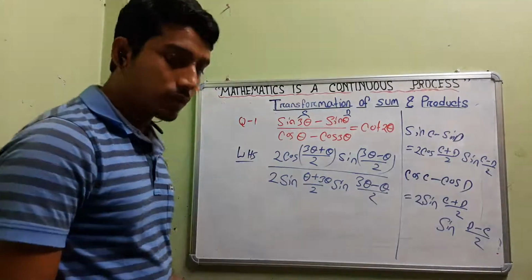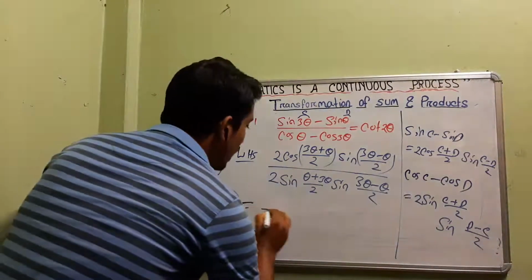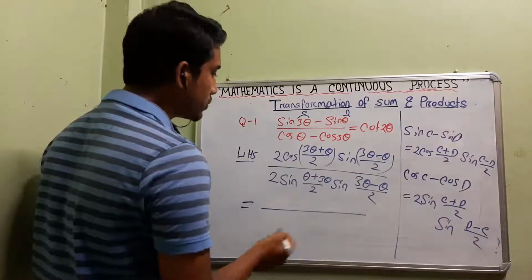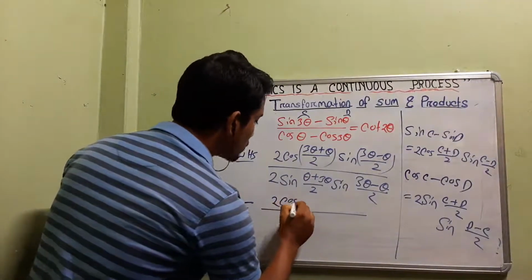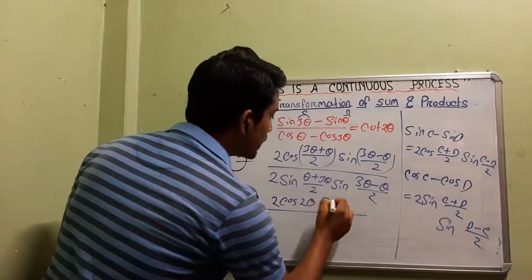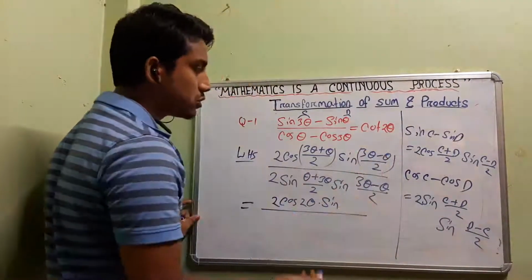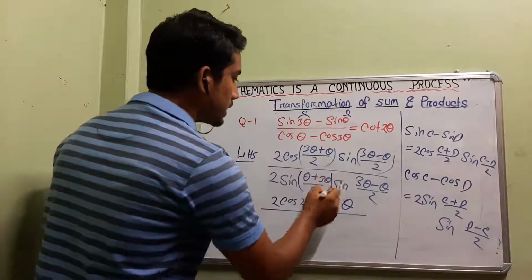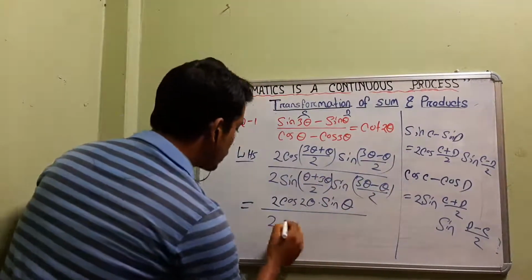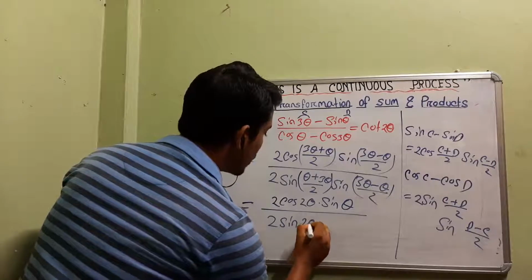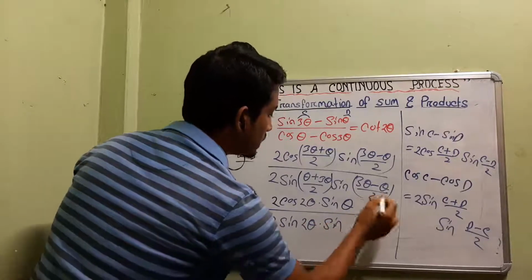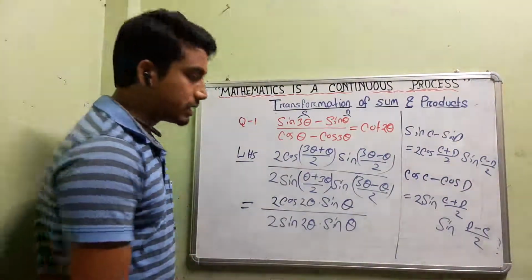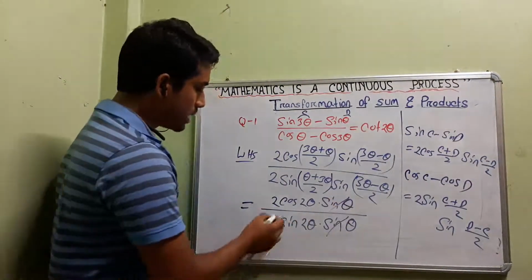So just calculate a little bit. What we are getting after calculation: 3 theta plus theta will be 4 theta, 4 theta divided by 2 is 2 theta, that means 2 cos 2 theta into sine of 3 theta minus theta, that is 2 theta, divided by 2, again theta. Similar calculation is there in the denominator: 2 sine 2 theta into sine of 3 theta minus theta, 2 theta divided by 2, again theta. Now try to see the cancellations. Sine theta is cancelled, 2 cancel.